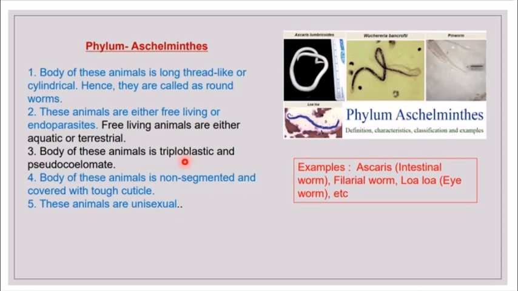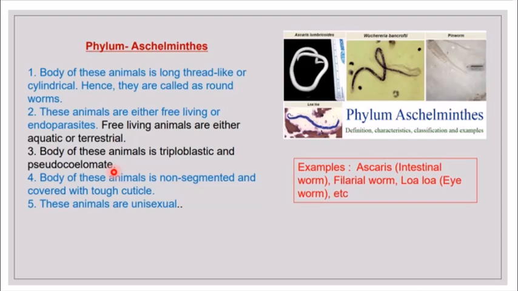So there are germ layers which are present. They have all three germ layers, so that is why they are triploblastic. They are pseudocoelomate. That is, they do not have a proper body cavity. They have a fake body cavity and that is why they are called pseudocoelomate.